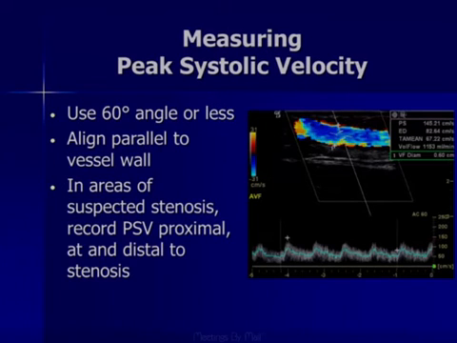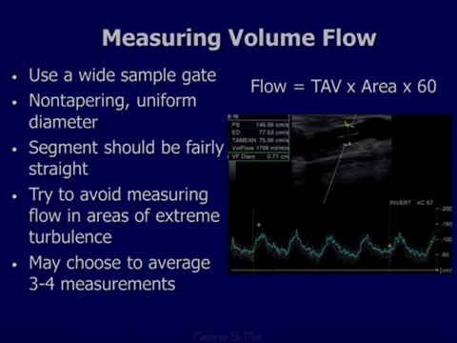We all know when we measure velocity, we follow the standard rules, right? 60 degrees or less. Line our cursor parallel to the wall or parallel to the color jet. I use to the wall. And if we suspect a stenosis in a fistula, we're going to do the same thing we do in any arterial circuit. We're going to get before that area of concern, get the highest velocity within the stenosis, and then distal as well.